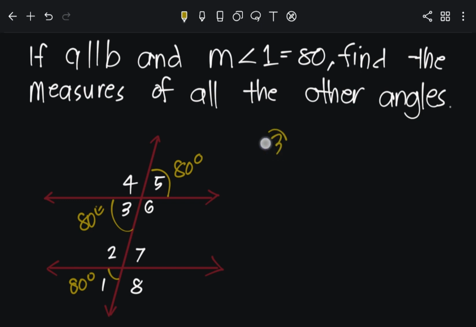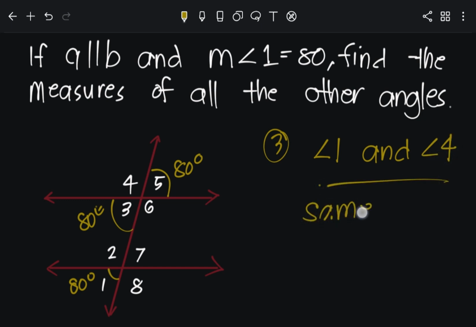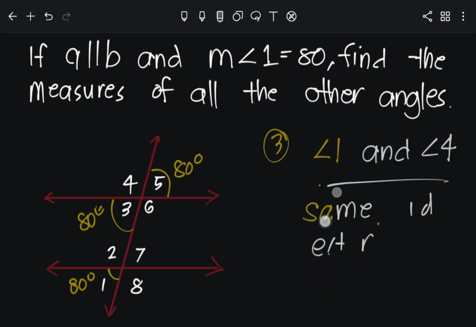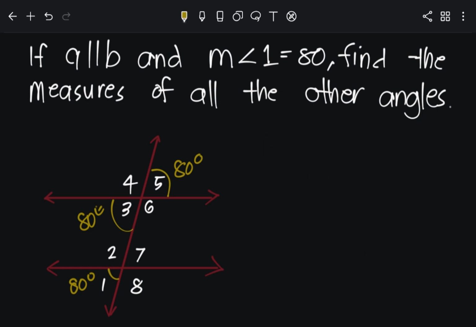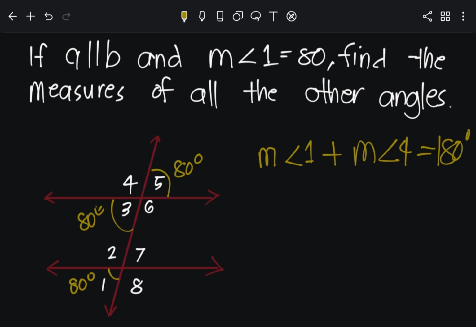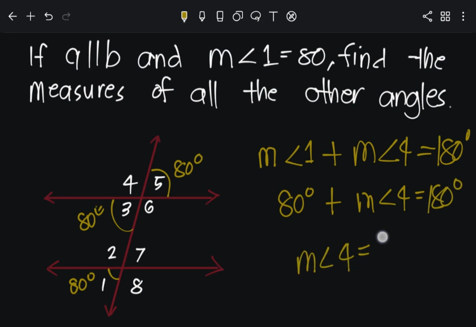Third, angle 1 and angle 4 are same side exterior angles. Therefore, when you add the measures of angle 1 and angle 4, it will be equal to 180 degrees, or what you call supplementary angles. So the measure of angle 1 plus the measure of angle 4 is 180 degrees. You're going to apply the subtraction property of equality, wherein you subtract 80 from both sides of the equation. Then the answer would be 100.